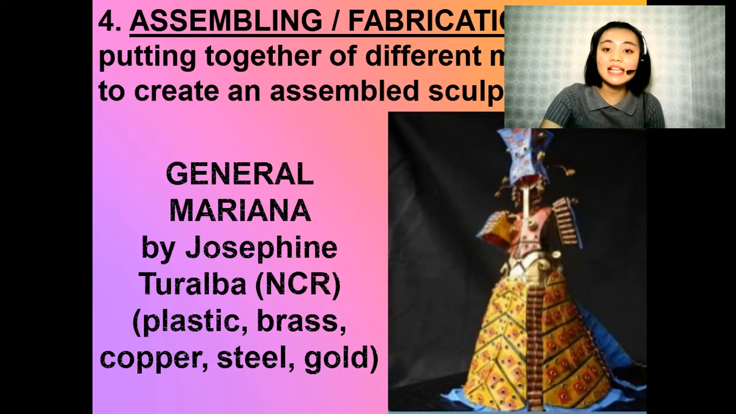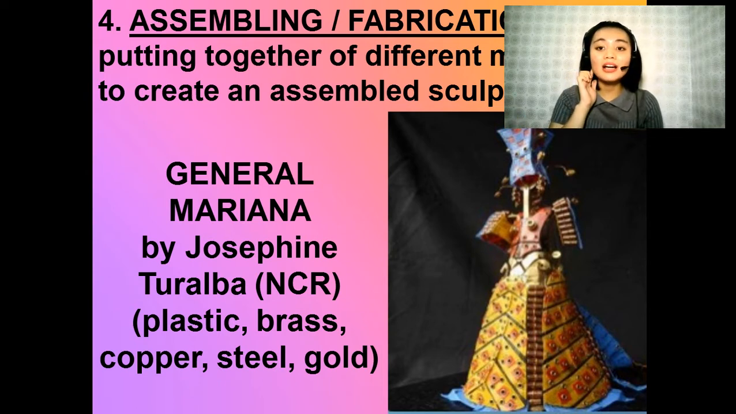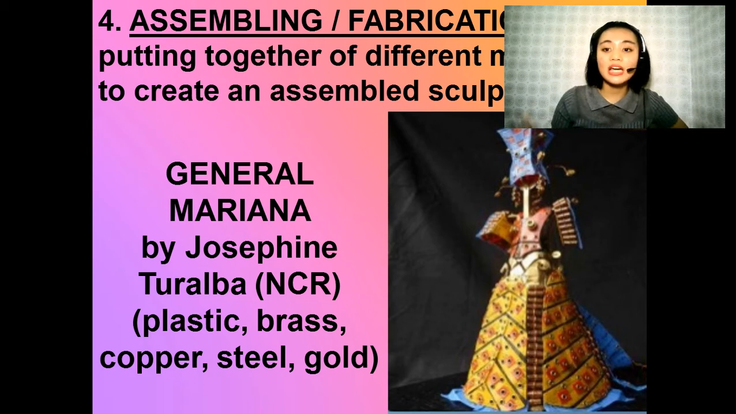And lastly, we have assembling or fabrication. When we say assembling or fabrication, you are going to put together different materials to create an assembled sculpture. In order for you to achieve your desired effect or your desired form, you are going to put together different materials. So yung mga gumagawa ng robots using used kitchen utensils like fork, a spoon, wini-welding nila together in order to create like a robot. That is an example of assembling or fabrication.